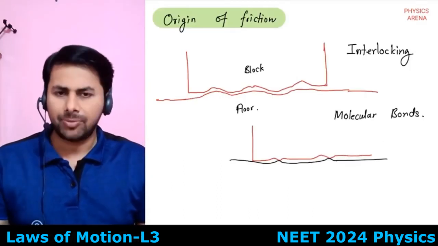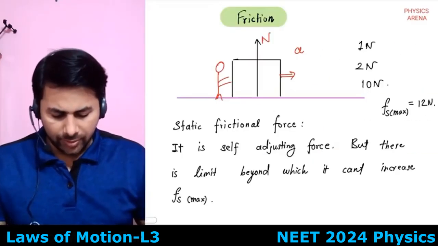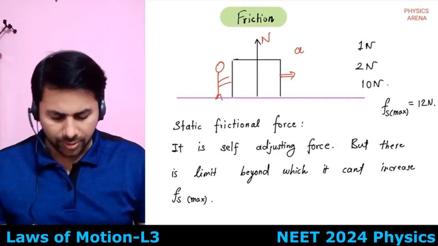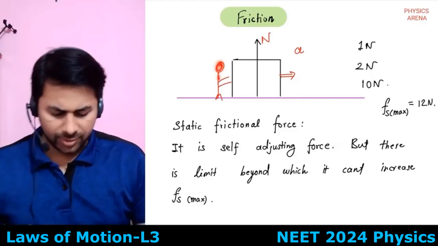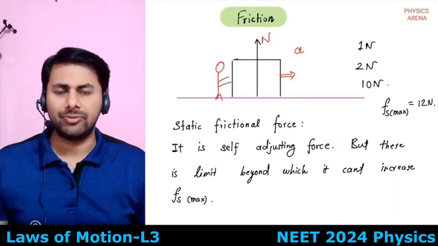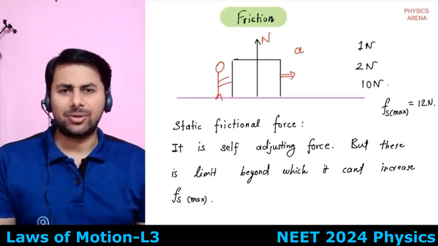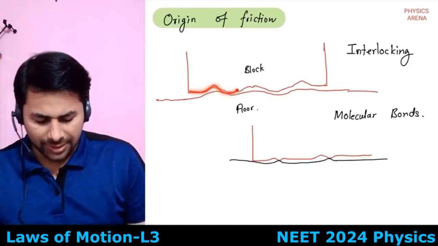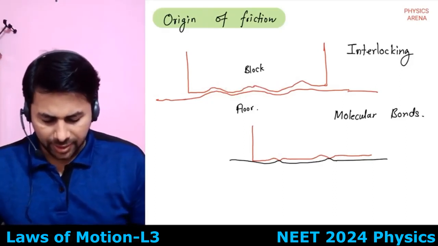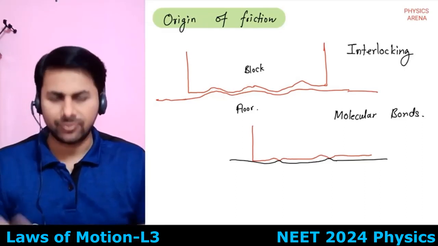Then what is the origin of friction? Now we have these two bodies in contact with each other. When we see them with our naked eyes, we can't see any irregularities between these bodies. But if we look through the microscope, we'll see that there are some irregularities, some hills and valleys in these bodies. And these hills and valleys are interlocked with each other. That is one reason.